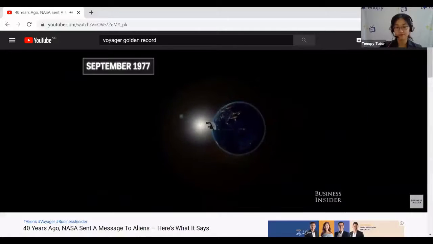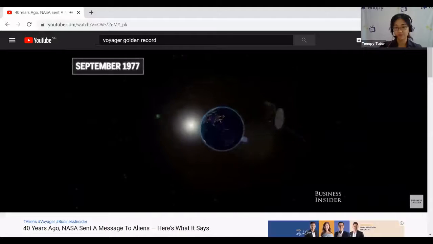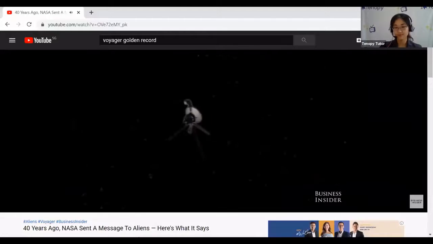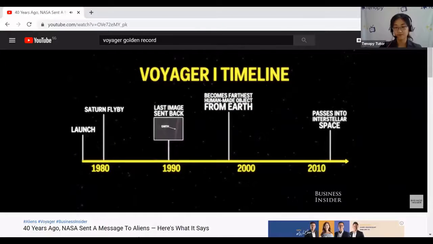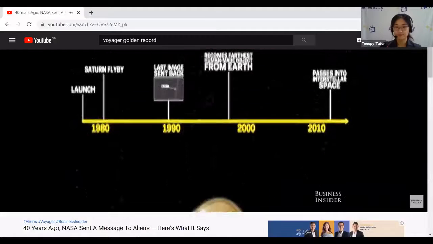On September 5th, 1977, NASA launched Voyager 1 from Cape Canaveral, Florida. Almost 4 decades later, that craft is over 12 billion miles from home. Voyager carries a golden record containing a greeting from the people of Earth to the alien life form that may someday find it.